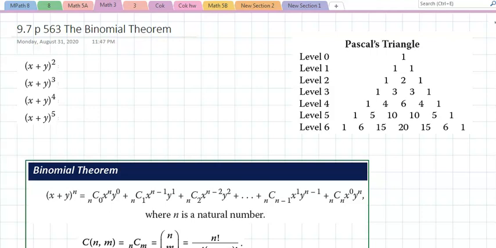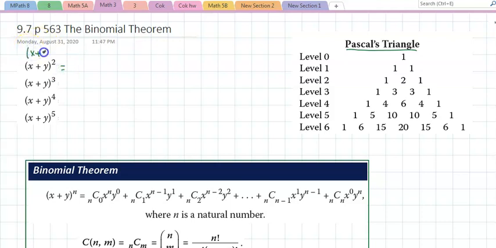Okay, section 9.7 is the last section we're going to talk about. It's on page 563. It talks about the binomial theorem. Now, the binomial theorem is something recent. Prior to that, we had Pascal's triangle. The goal is for you to be able to find a term. So, Pascal stated, and let me show you how this works.